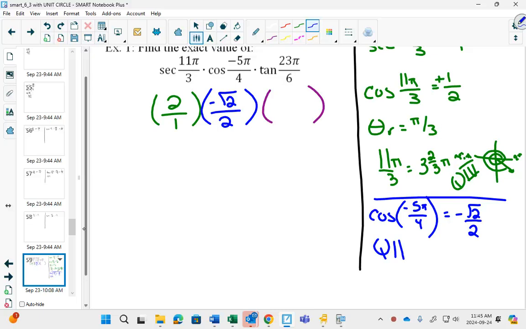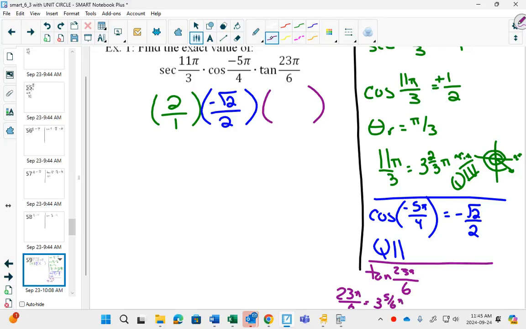And finally, tan of 23 pi over 6. Well, 23 pi over 6 is 3 5/6 pi. That's telling me quadrant 4. Tan of my pi over 6 family is root 3 over 3, and now because of the CAST rule, it'll be negative root 3 over 3.